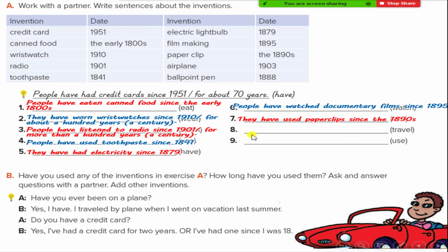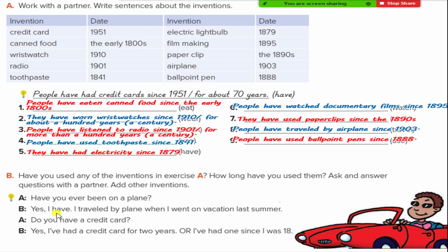Travel by airplane. People have traveled by airplane since 1903. Use ballpoint pen. People have used ballpoint pen since 1888. Exercise B. Have you used any of the inventions in exercise A? How long have you used them? Ask and answer questions with a partner. Add other inventions. Example.